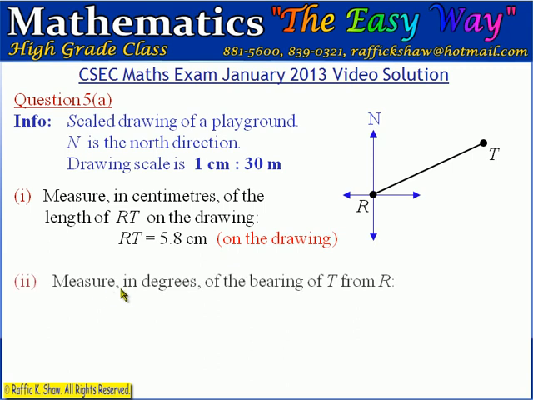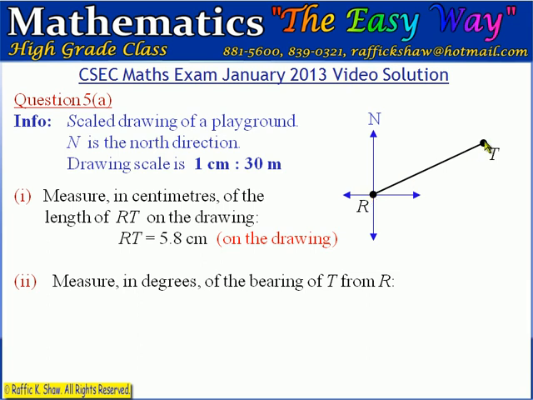Now part 2 is asking us to measure and state in degrees the bearing of T from R. That is, we want the bearing of T from R from this drawing. Now the bearing of T from R is the clockwise angle from the north line at the from position, which is R in this case, to the line joining R to T.